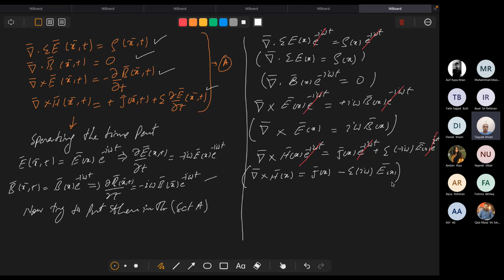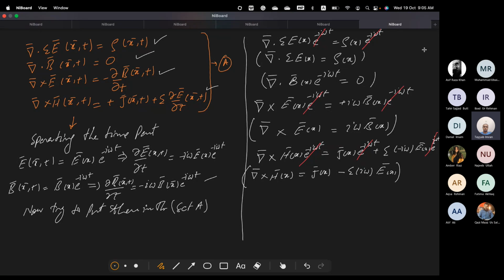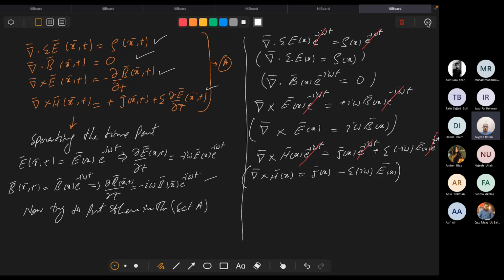So we have these four equations now, when we split the electric field and magnetic field into their position and time parts. Then we get this form of the equation. And if I write all these equations separately, that would be much better.